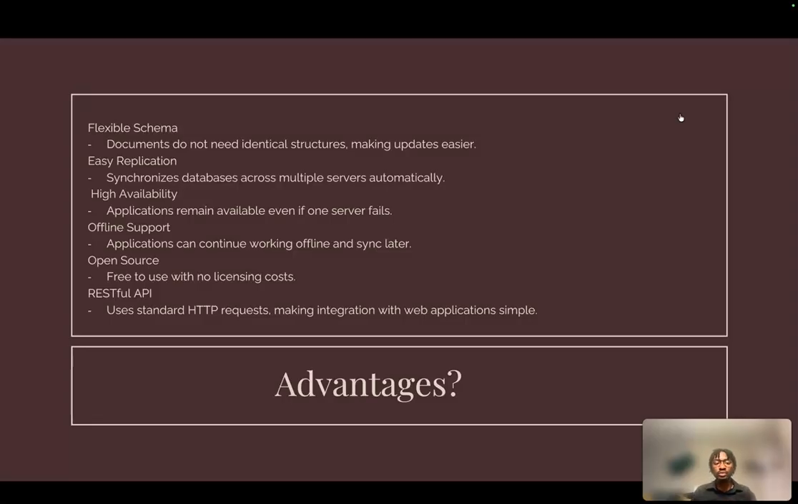And I just want to highlight one thing that I found very important on this slide, which is that applications remain available even if one server fails. With a lot of systems, they have all of their information in one place, and basically if the server fails, then they're just messed up for the whole thing. However, with CouchDB, its high availability means that it always has a backup. Not all is lost whenever one server goes down.